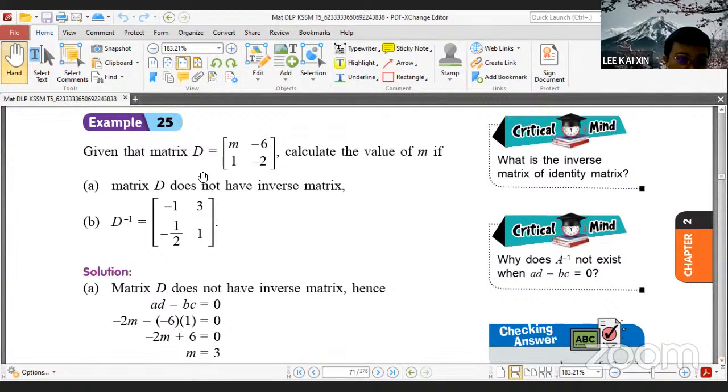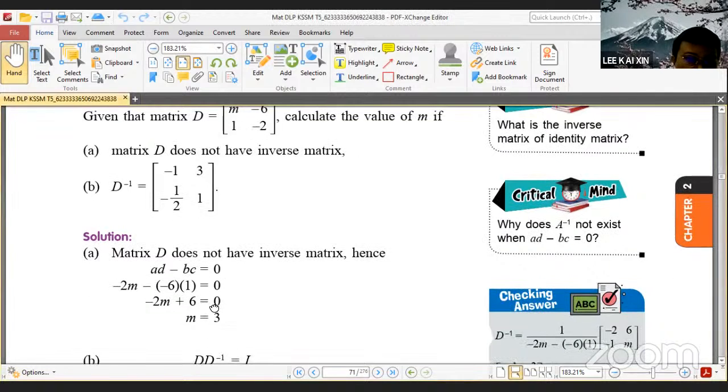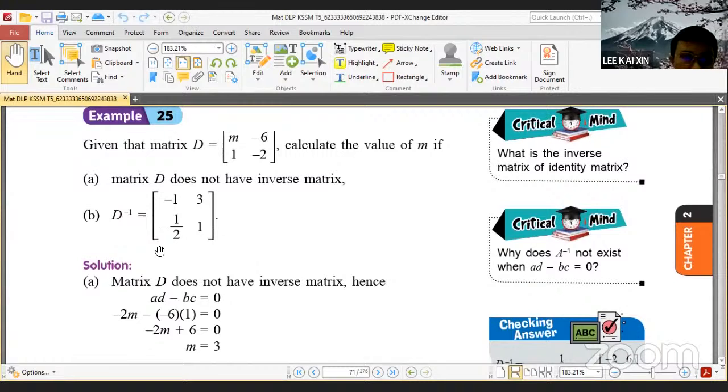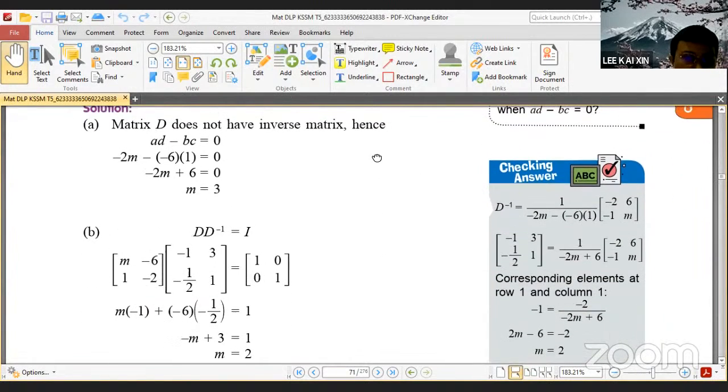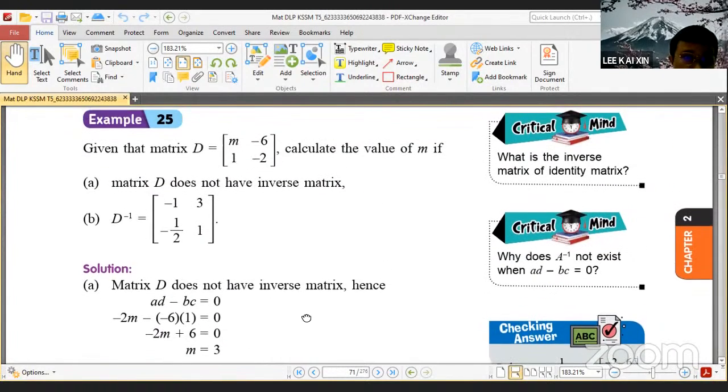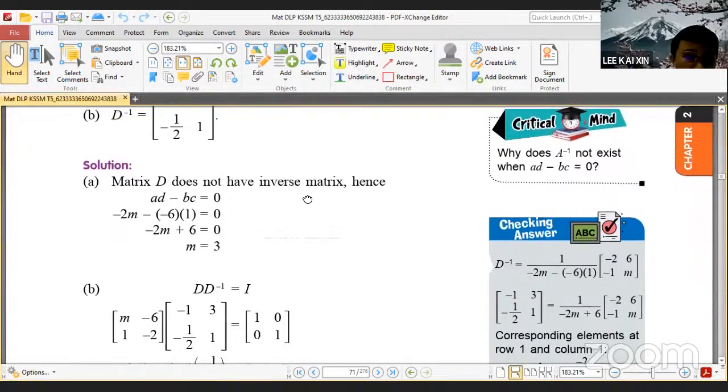Okay, example 25, given that matrix D is this, calculate the value of M if it does not have an inverse matrix. If it does not have an inverse matrix, AD minus BC equals 0. So you just use your linear equation, you get M, it's 3. So if the inverse matrix of that equals to this, okay, the inverse matrix will get this.